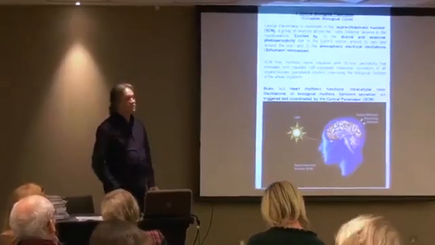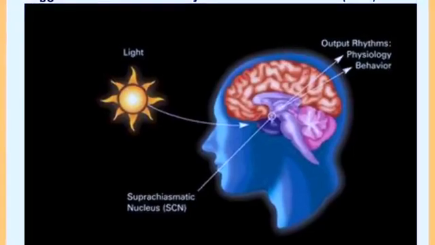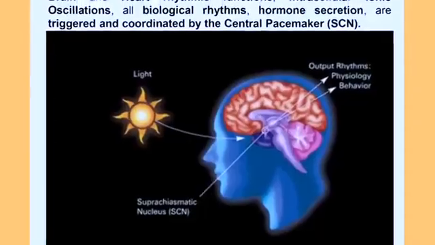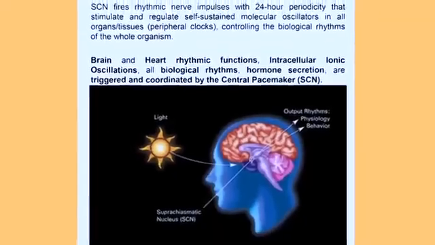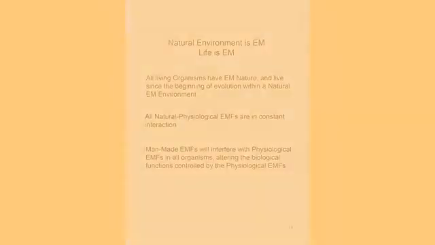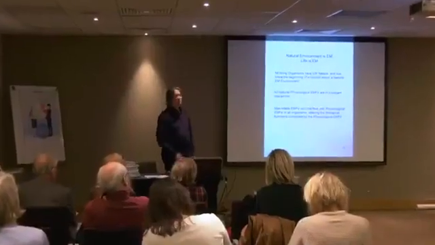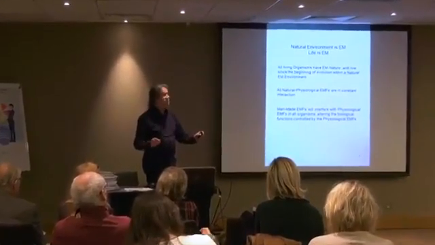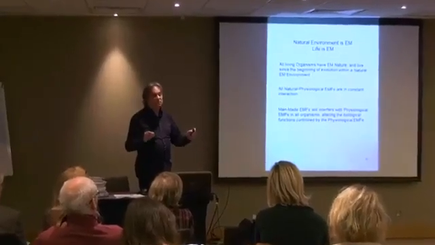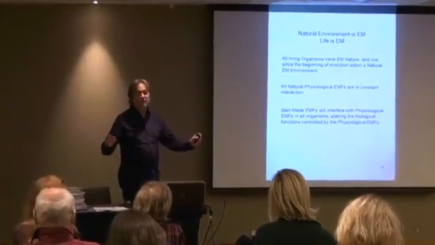So this central biological clock is attuned by the 24-hour periodicity of light and dark, by the external natural electromagnetic fields, and by the Schumann oscillations. So all living organisms have electromagnetic nature and live, since the beginning of evolution, within a natural electromagnetic environment. All man-made electromagnetic fields will inevitably interfere with these internal natural fields, which control all functions of life.